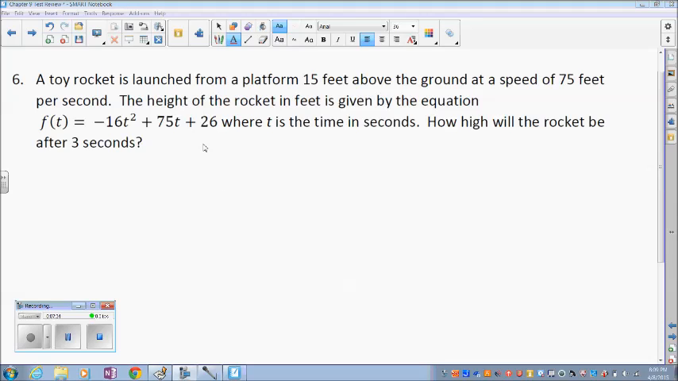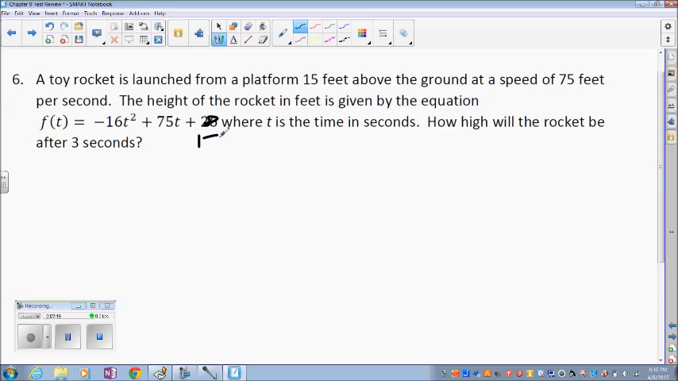Number 6. A toy rocket is launched from a platform 15 feet above the ground at a speed of 75 feet per second. The height of the rocket in feet is given by the equation. We're going to change that 26 right there to 15. And t is in seconds. How high will the rocket be in 3 seconds? So we're going to substitute the 3 everywhere where we see a t.